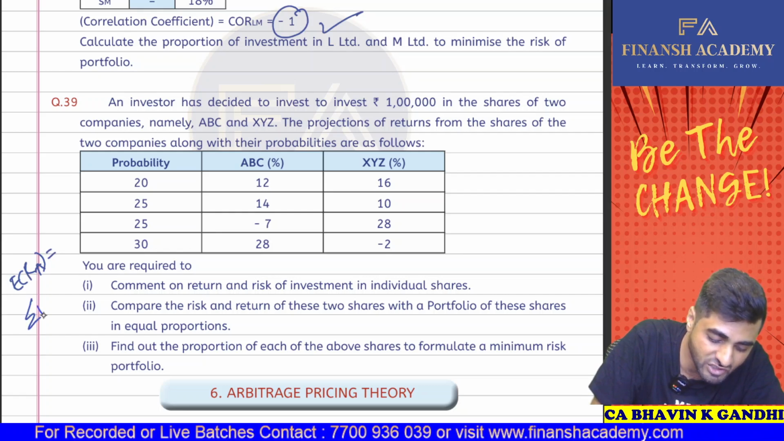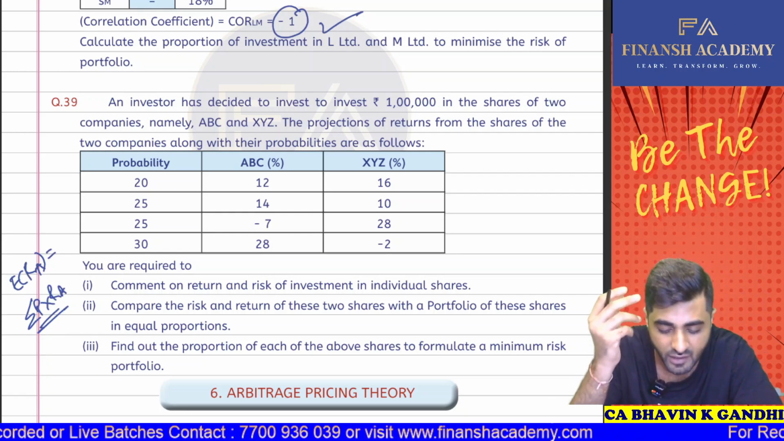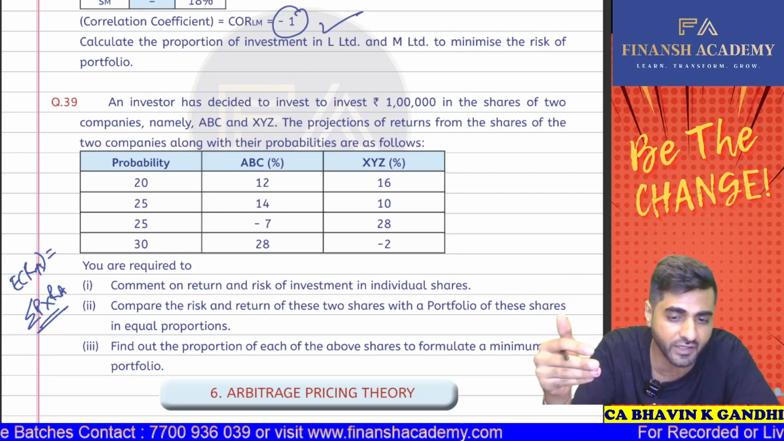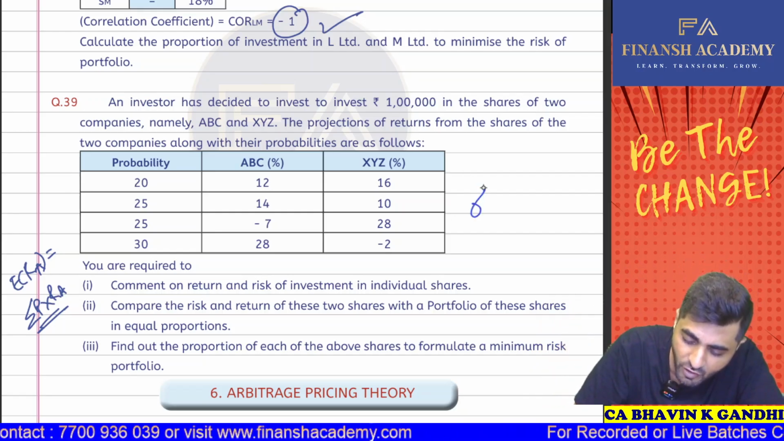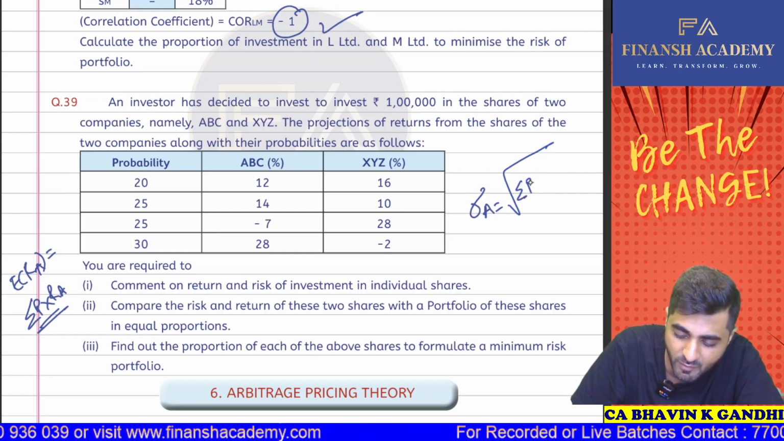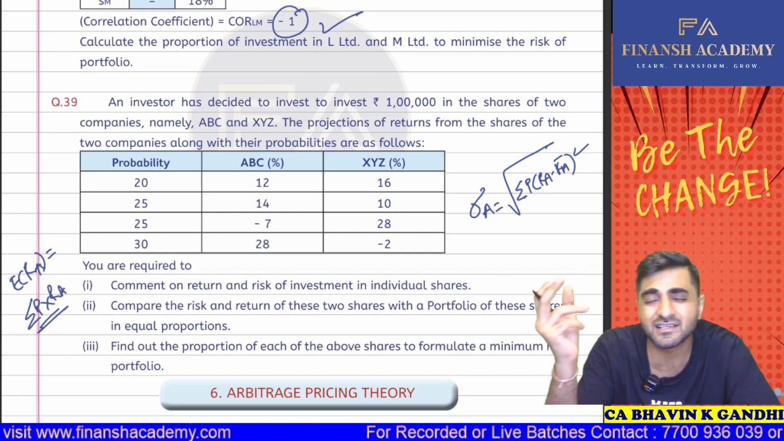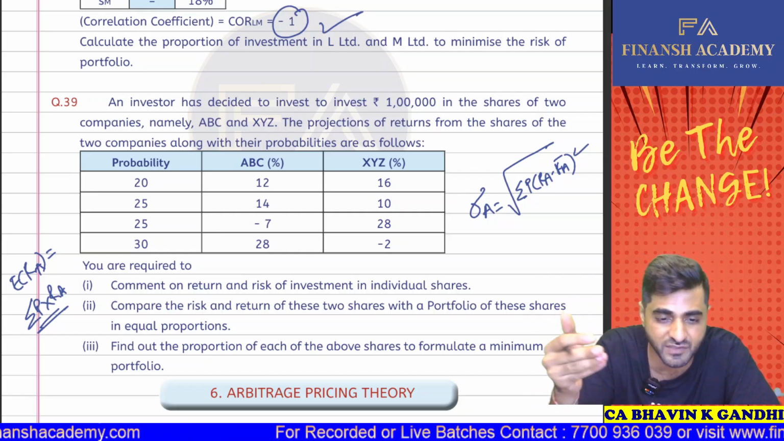So that is nothing but summation of probability into RA. Okay, so that is going to give you the formula and what should be the expected return. Similarly, for XYZ also we can calculate it accordingly. Okay, for risk of security A, I can use the formula: root of summation of probability into RA minus RA bar square. So on this basis, I can calculate the risk of the security as well. So the same concept applies for XYZ.